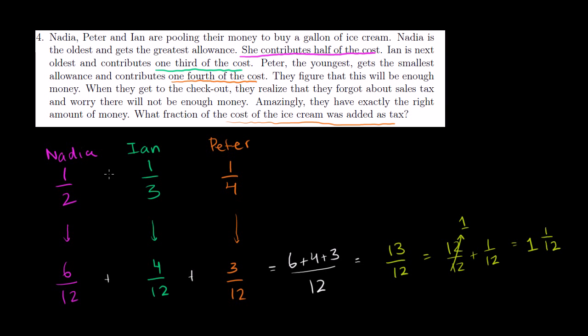So when they pool their money, they get 1 and 1/12 of the price of the ice cream that they want to buy. So they say, what fraction of the cost of ice cream was added as tax? This is the exact amount that they needed to pay. So clearly, 1 is the non-taxed price of the ice cream. So this 1/12 was the amount added as tax. So the answer to the question is 1/12 of the price was added as tax.